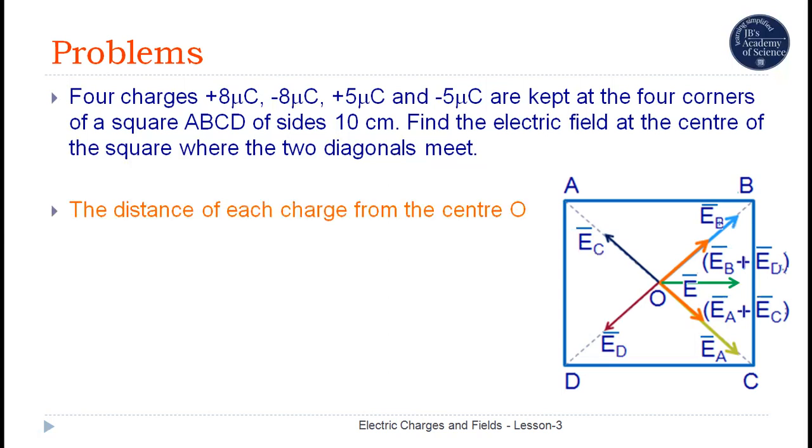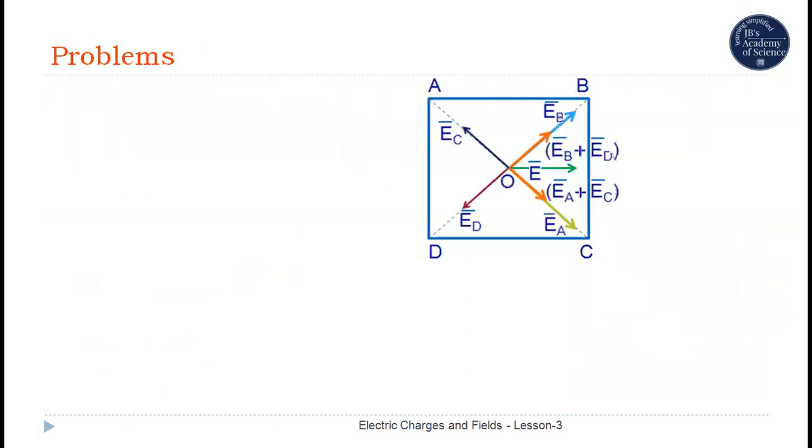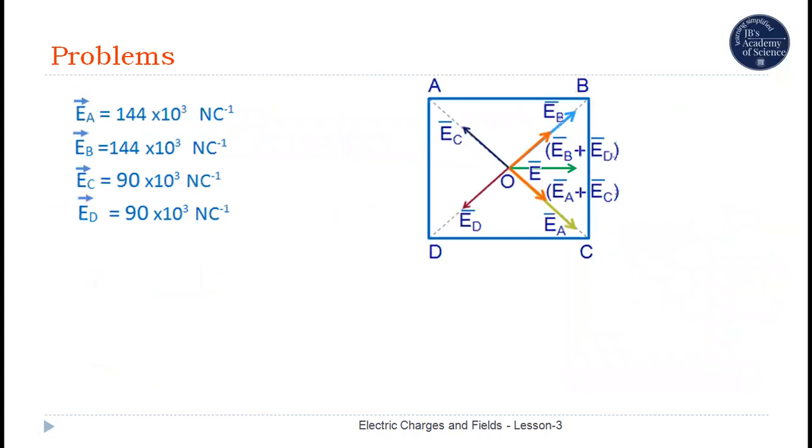The distance of each charge from the center O is equal to 5 root 2 centimeters. The electric field at O due to the charges at A, B, C, D respectively: EA is equal to 144 into 10 to the power of 3 Newton per Coulomb, EB is 144 into 10 to the power of 3 Newton per Coulomb, EC is 90 into 10 to the power of 3 Newton per Coulomb, ED is 90 into 10 to the power of 3 Newton per Coulomb.